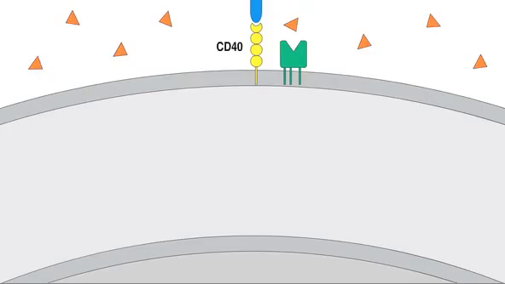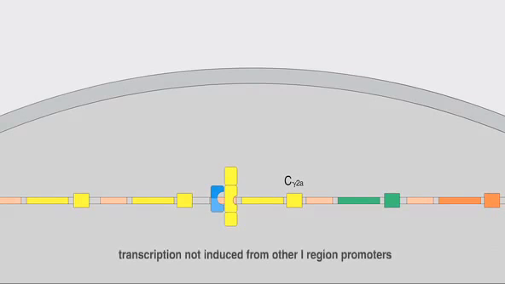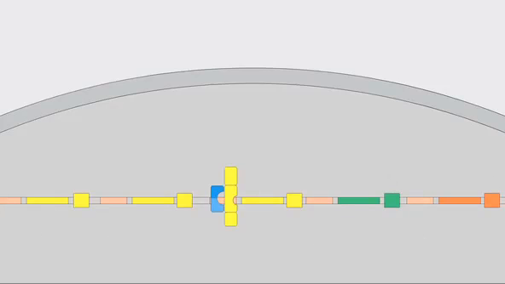CD40 ligand engages a CD40 molecule on B cells that activates NF-kappa B, and interferon gamma activates STAT1 within the B cell. These transcription factors cooperate to selectively induce the transcription of the I region promoter upstream of the C gamma 2A constant region. However, they do not induce transcription from other I region promoters, such as C epsilon or C alpha. The different transcription factors activated by the cytokines determine the specificity of I region activation. In this case, activation of STAT1 by interferon gamma leads to the activation of the I promoter region for C gamma 2A.